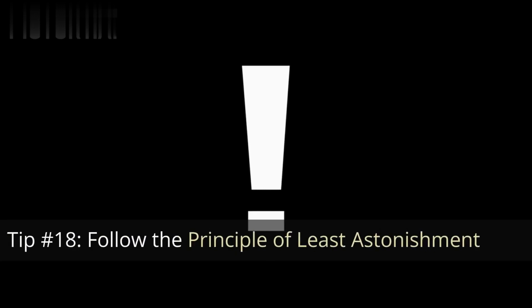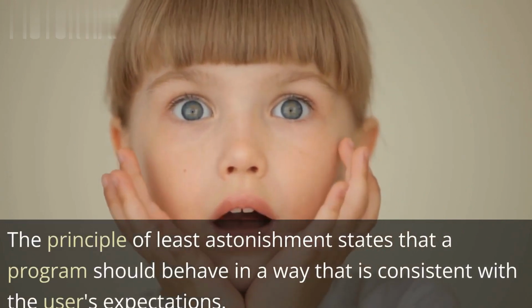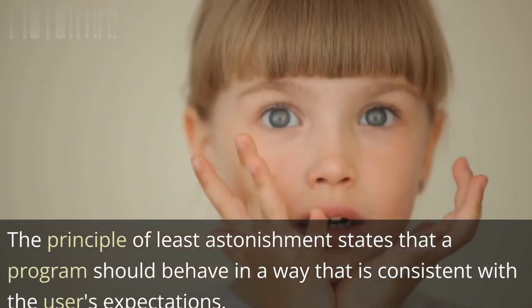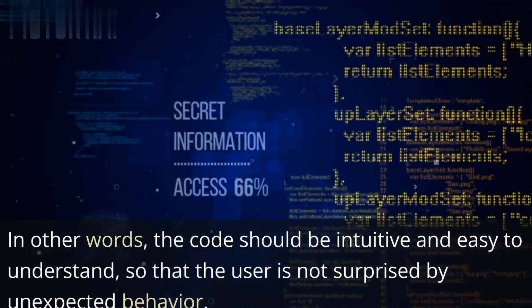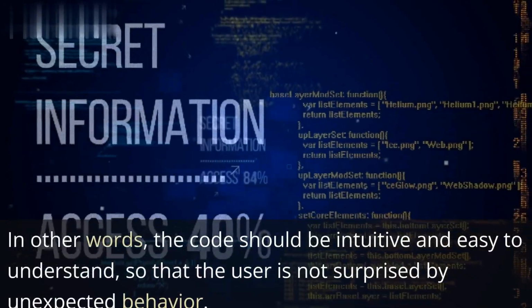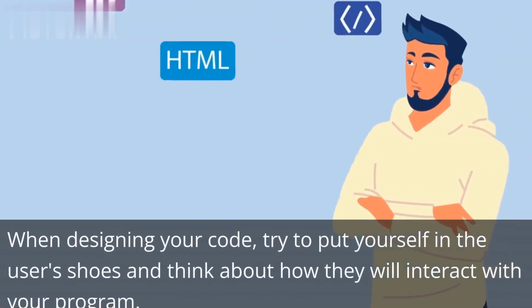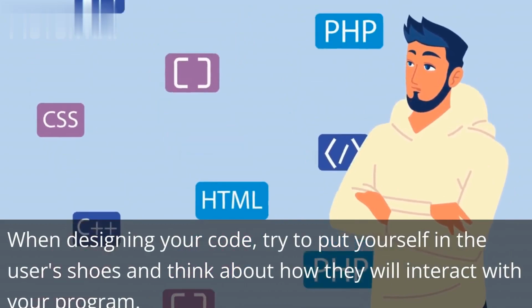Tip number 18. Follow the principle of least astonishment. The principle of least astonishment states that a program should behave in a way that is consistent with the user's expectations. In other words, the code should be intuitive and easy to understand, so that the user is not surprised by unexpected behavior. When designing your code, try to put yourself in the user's shoes and think about how they will interact with your program.